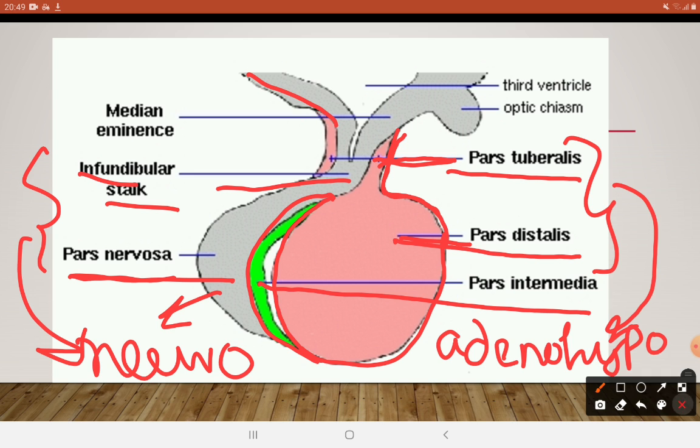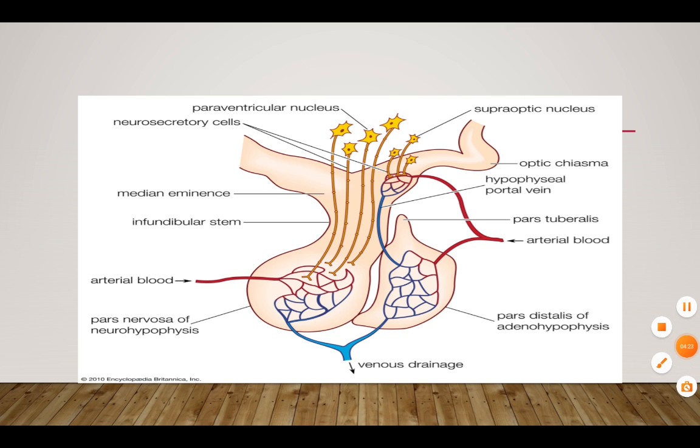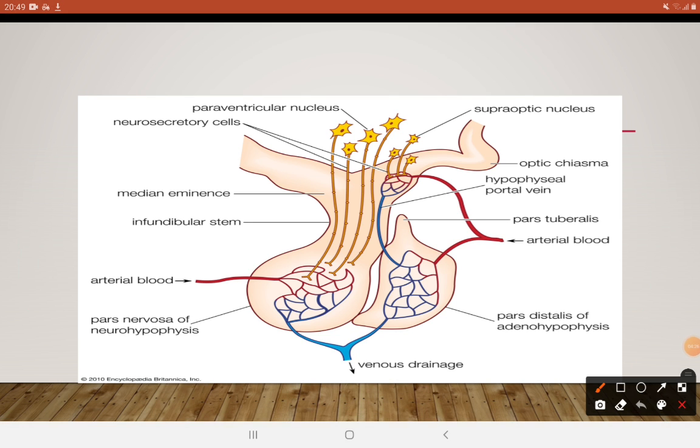So next, let's go to the next slide. Here we can actually see the detailed structure, right? The blood circulation and the neurons which are present, which actually control the function of the pituitary gland. Those neurons and that blood circulation can be seen in this picture. So let's start from the neurohypophysis. This is the neurohypophysis part, which is made from the hypothalamus, right, and this is the adenohypophysis, which is made from Rathke's pouch, right.